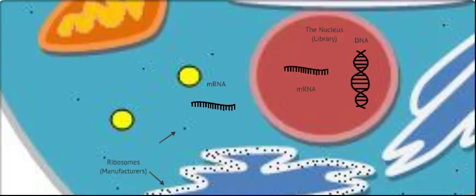In the cell, the structure that relates to this copy is a molecule of mRNA, generated by transcribing the DNA. The mRNA molecule contains the information of one gene, one section of the DNA, which codes for the production of a specific protein. The reference book cannot leave the library, but the copy, the mRNA, is able to leave the nucleus and come into contact with the ribosomes in order to assemble a protein based on that information.